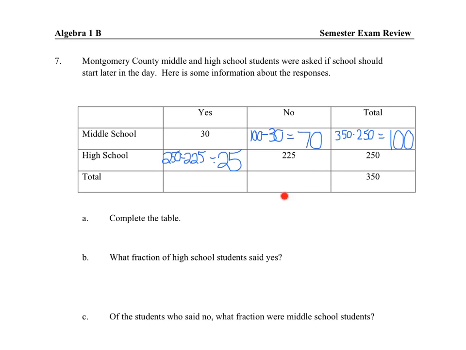Finally, we can work with each column, and to get the total, we add them together. So 30 plus 25 is 55, and 70 plus 225 is going to be 295. And just to check our work, 55 plus 295 should add up to 350, which it does.